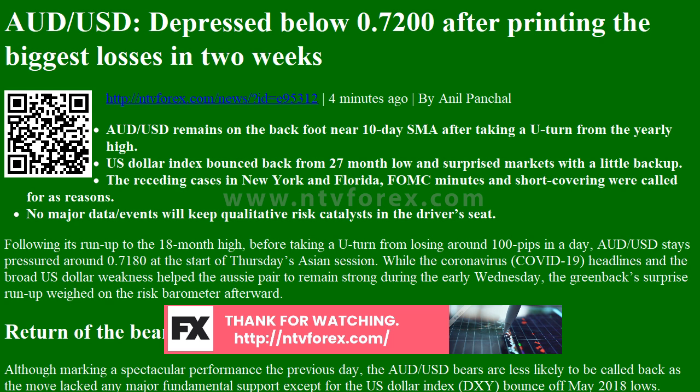Following its run-up to the 18-month high, before taking a U-turn and losing around 100 pips in a day, AUD/USD stays pressured around 0.7180 at the start of Thursday's Asian session. While the coronavirus COVID-19 headlines and the broad US dollar weakness helped the Aussie pair to remain strong during early Wednesday, the greenback's surprise run-up weighed on the risk barometer afterward.